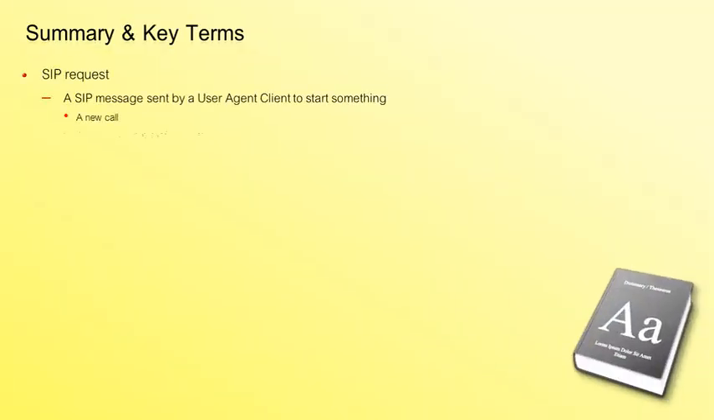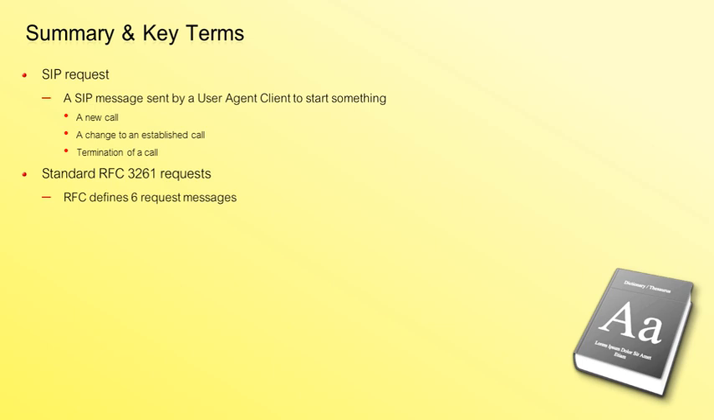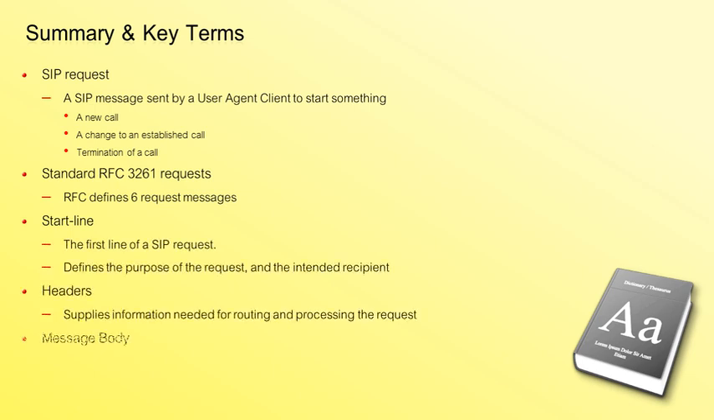In summary then, a SIP request is issued to start some new process, a new call, a change to a call, or an end to a call. The RFC defines just 6 requests, and there are 3 component parts to a SIP request: the start line, the headers, and the message body or payload.